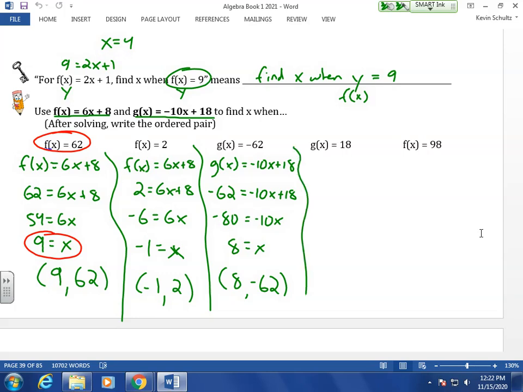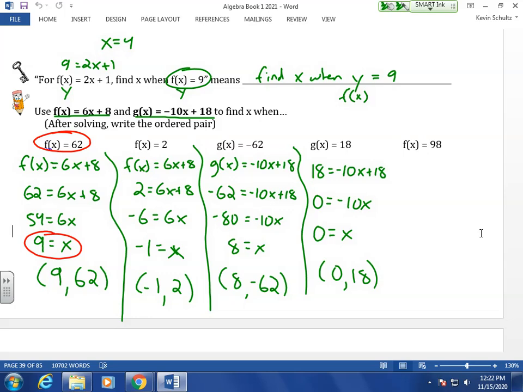G of x equals 18. We're replacing g of x with 18 in the equation now. So 18 equals negative 10x plus 18. We're finding x. Subtract 18 from both sides. 0 equals negative 10x. Divide both sides by negative 10 to get x by itself, and x equals 0. Our ordered pair is 0, 18.